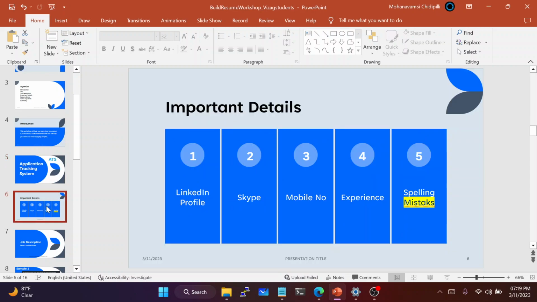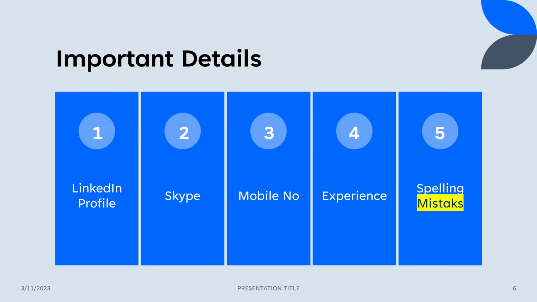And next, some important details I want to mention while creating a resume. Most freshers don't mention these details. Some people miss their mobile number, some miss their LinkedIn profile, and some miss their Skype ID for video conference calls and video interviews. Especially freshers forget about experience. Watch this particular slide. There are two mistakes in it. For example, I forgot to mention the presentation title. I should say resume building workshop. I forgot this one.